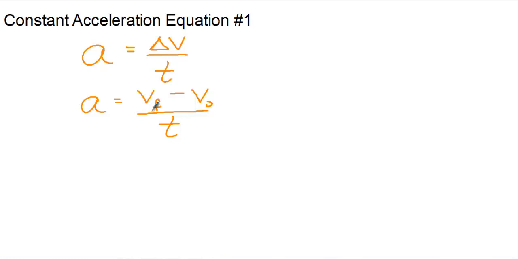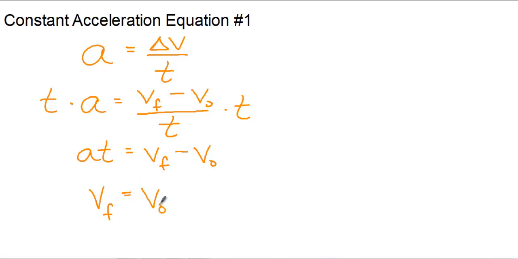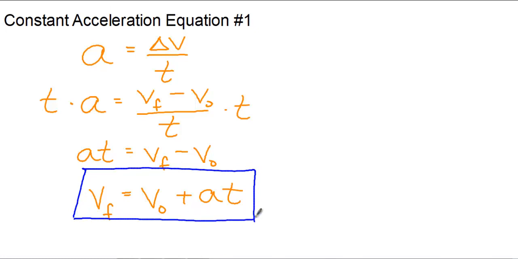If we want to solve this equation for the final velocity, we're going to multiply both sides by t. And then we get at equals vf minus v naught. Then we're going to add the v naught to the other side, and we get our first of the big four. The final velocity of an object is equal to whatever its initial velocity was plus its rate of acceleration times the time that it was accelerating. So there's big equation number one: vf equals v naught plus at.